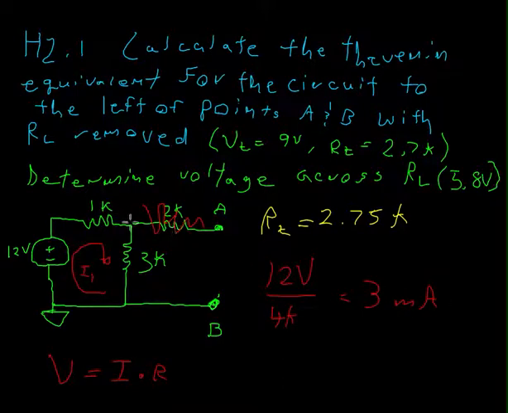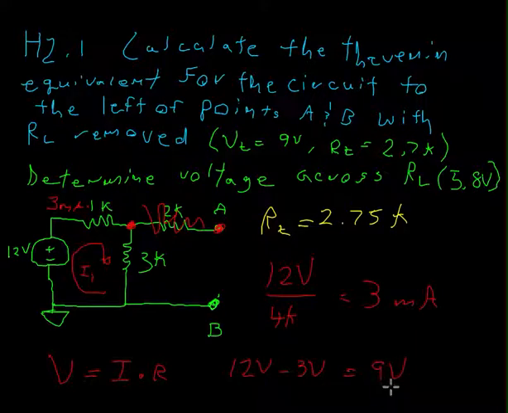Now, to calculate the voltage at this point, which, because there's no current flowing, is the same as at this point, which is what we want to know, we multiply the 3 mA by this 1K to calculate the voltage drop, which gives us 3 volts. We subtract that from the 12 volts of the power source, which tells us our V Thevenin is equal to 9 volts, which is exactly what we were expecting with the hint from the question itself.